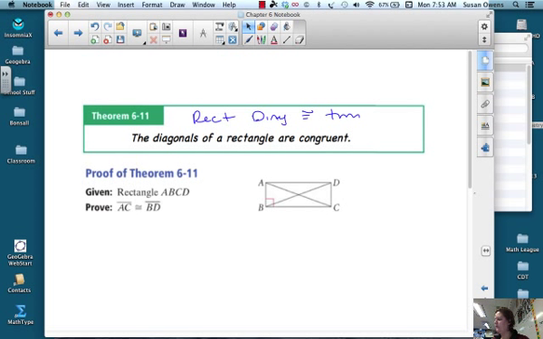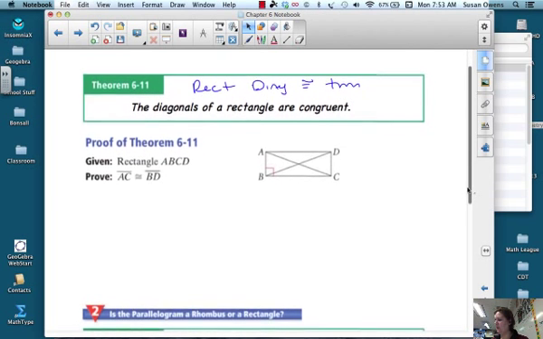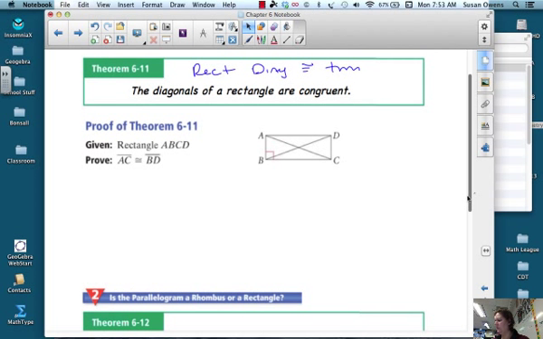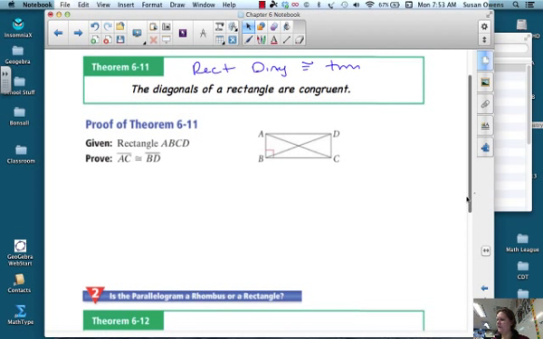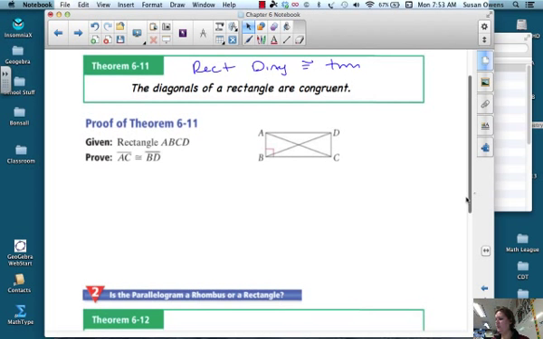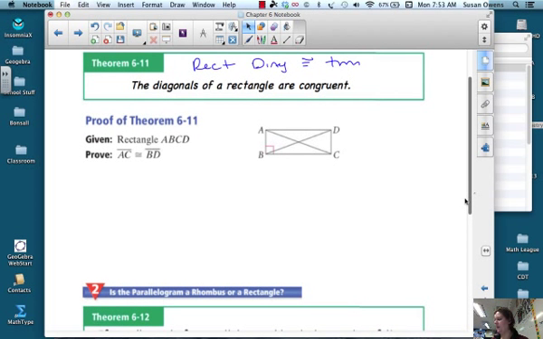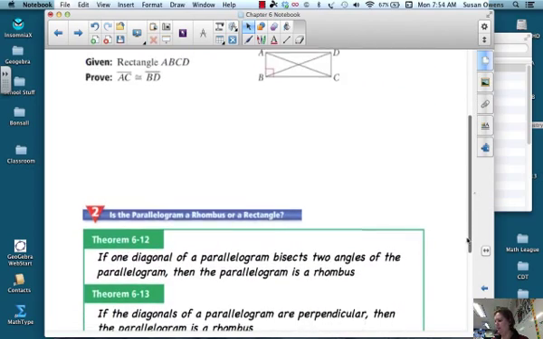One of the things you're going to have to know is which one of these theorems go with which figure. As soon as we're done with section 5, I'll give you a nice worksheet on which ones have diagonals congruent, because we do have another figure that we're going to learn where the diagonals are congruent. Which one do the diagonals bisect, which one are the diagonals perpendicular, things like that.